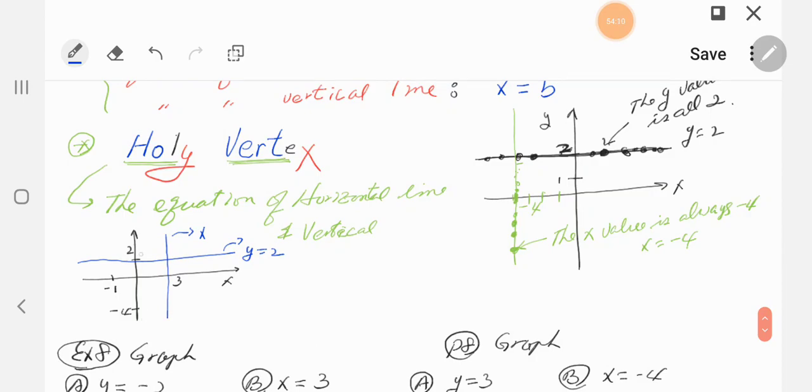Okay, how about the equation of this line? This is a vertical line, right? Vertical line, vertex, so x is equal to the x value. What's the x value? Negative 1. So that's the equation. And okay, how about this? This is the x-axis.